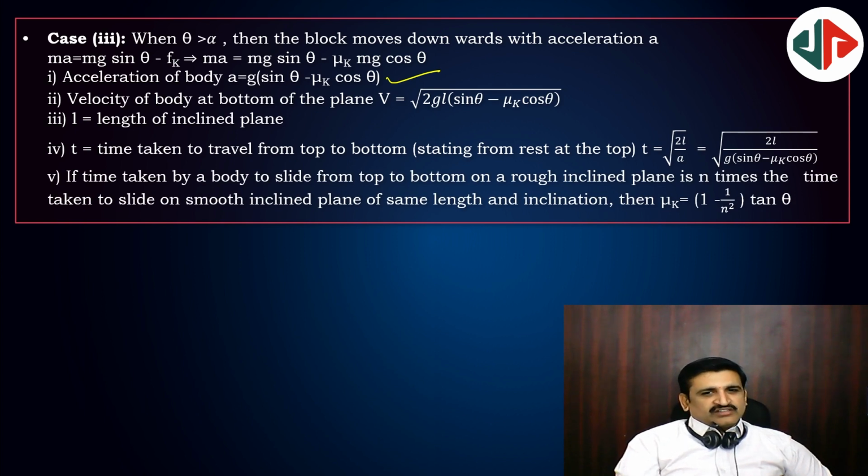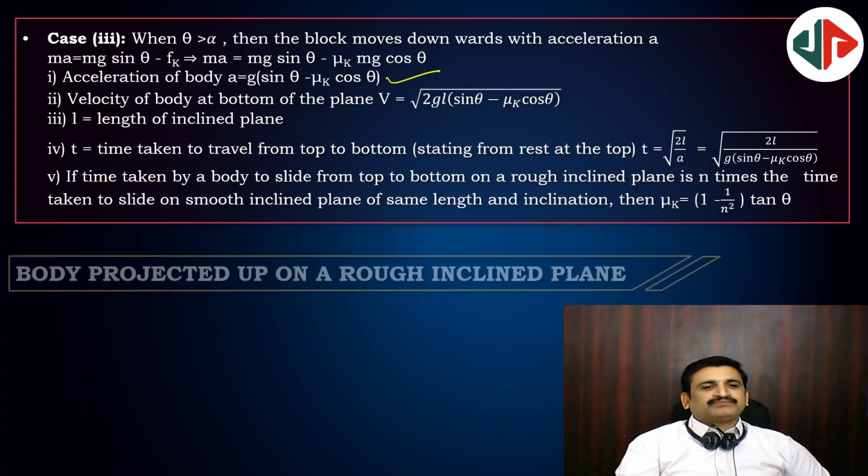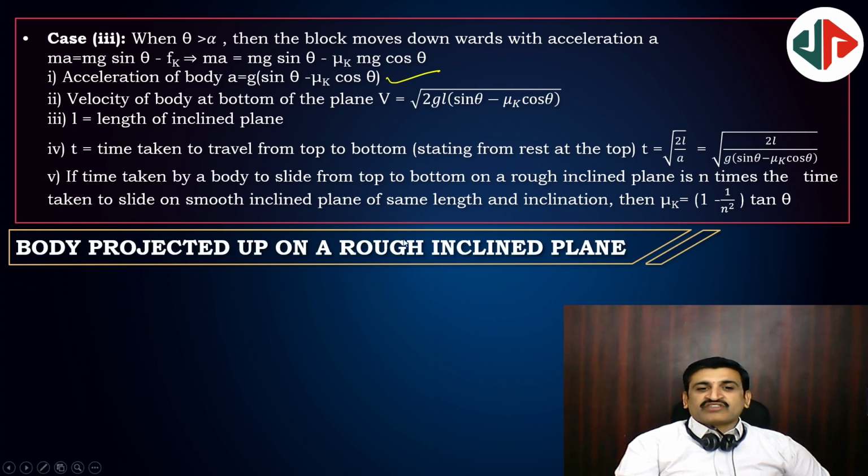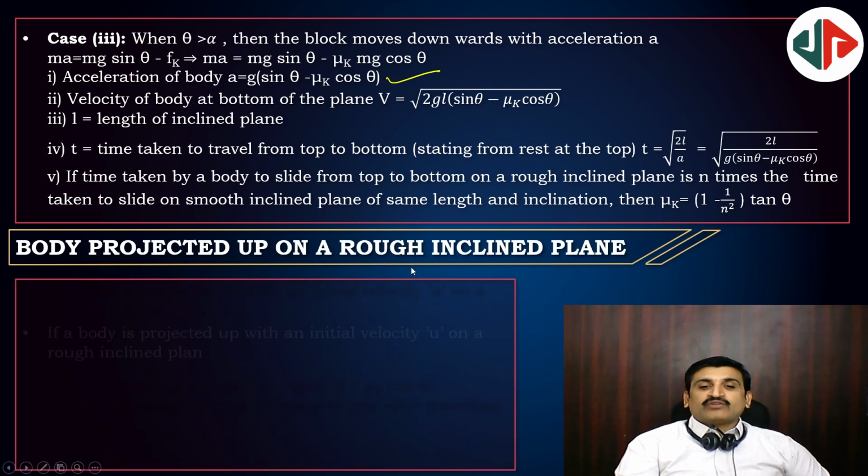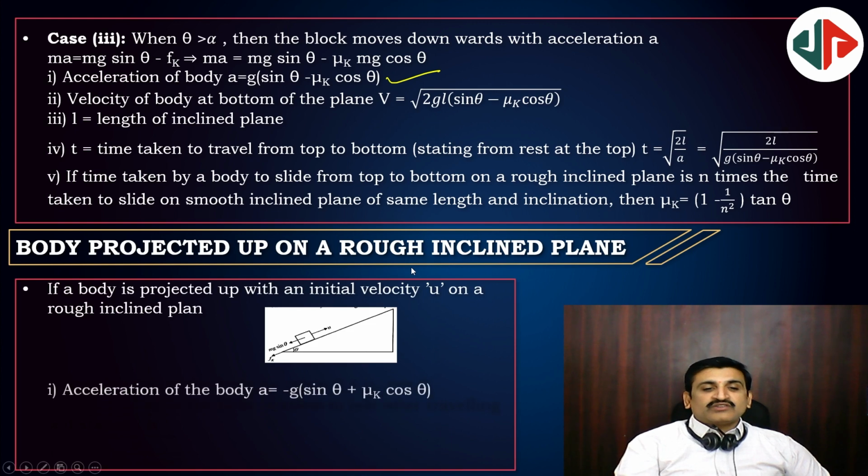If you are comparing the time taken by the body to slide down a smooth inclined plane and a rough inclined plane, the rough inclined plane's body will take more time. If it is n times that of the smooth inclined plane, then this is the formula: mu k equals (1 minus 1 by n square) of tan theta. This is the relation between them. Next, body projected up onto a rough inclined plane. At what height it can go, at what displacement it can come up, those things we are going to discuss.